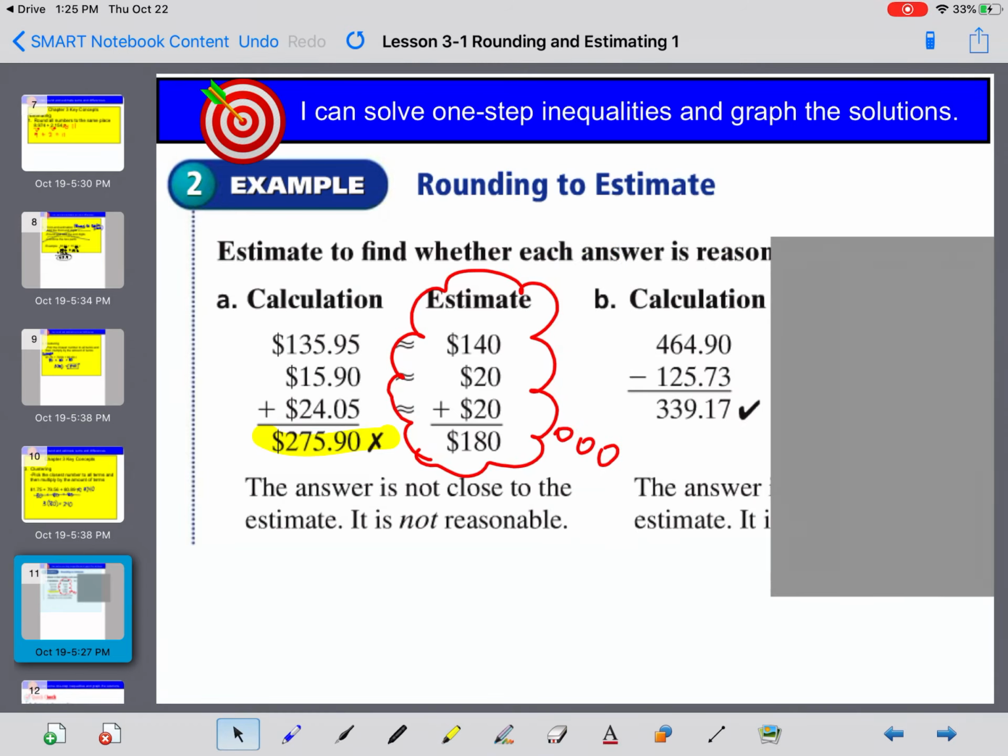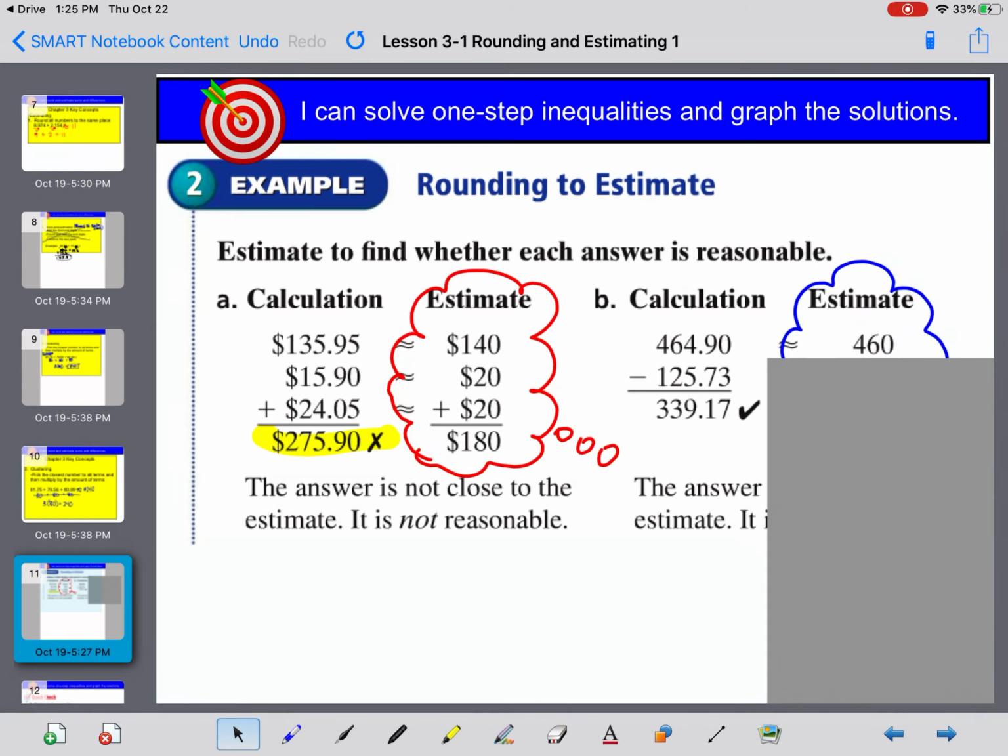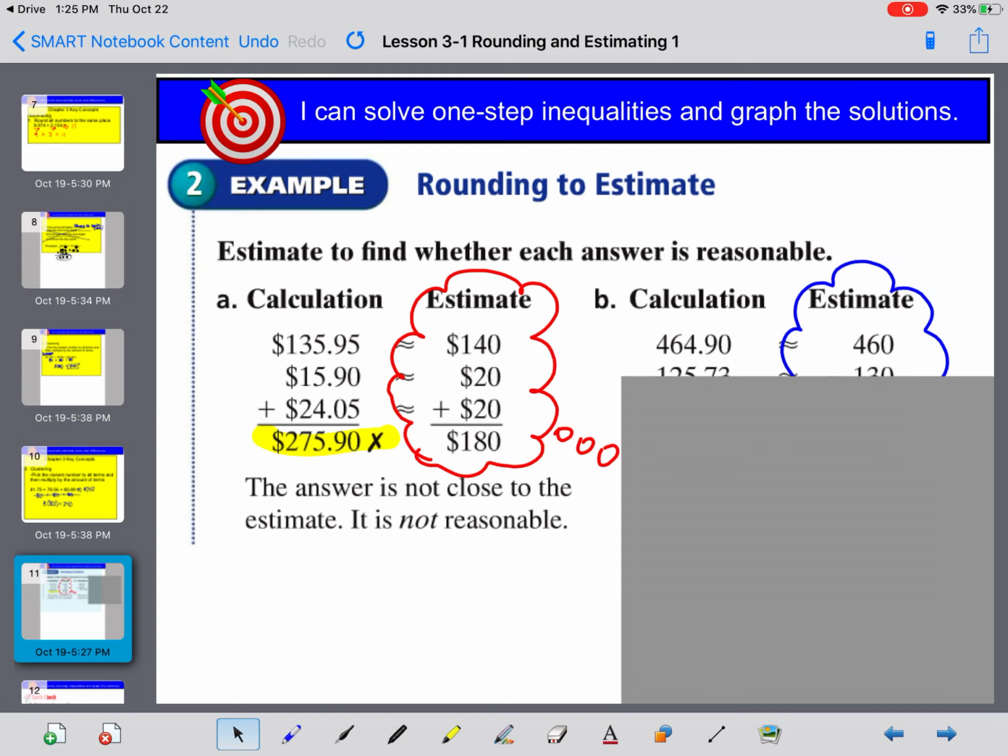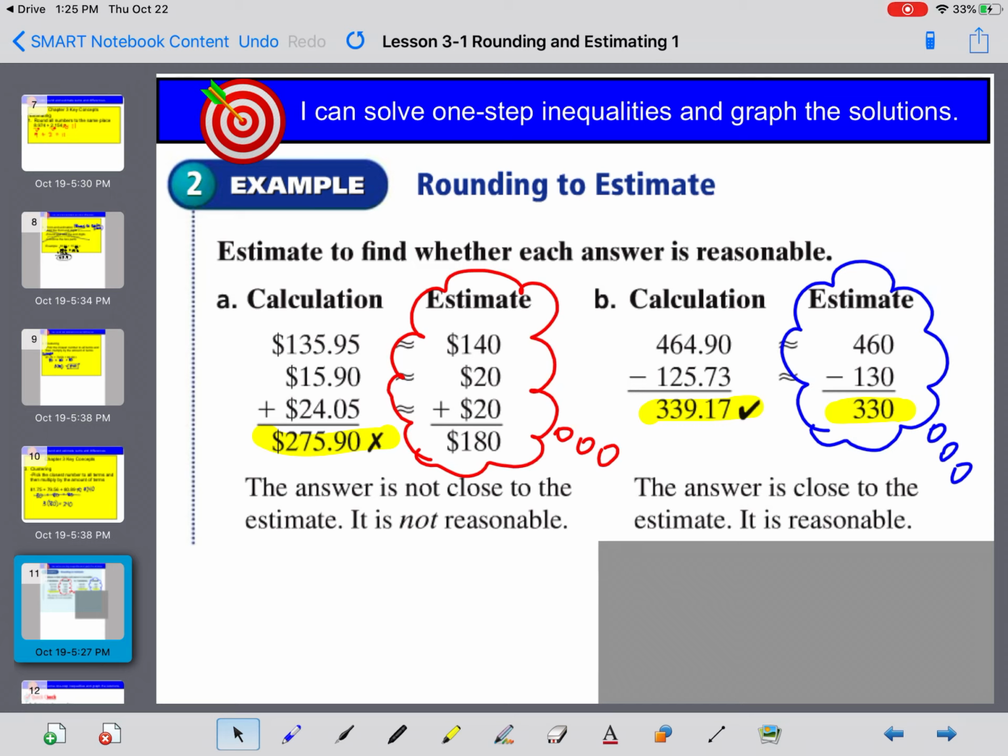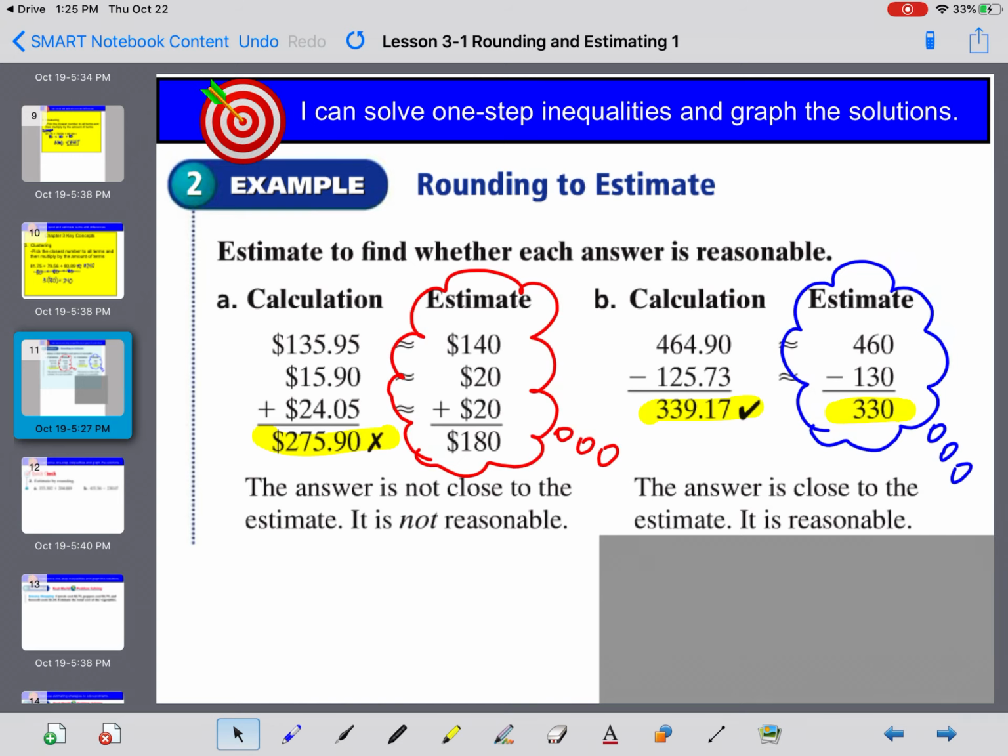Check the next example. The calculation shown is $464.90 minus $125.73. I get $339.17. When estimating to check, I see that that's close to 460. The next number is close to 130. Doing that math in my head, I get about $330. I see that 330 is close to $339.17. So I feel pretty confident that I did my math correctly and that that's a reasonable answer.